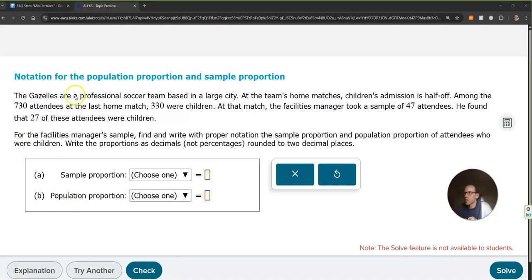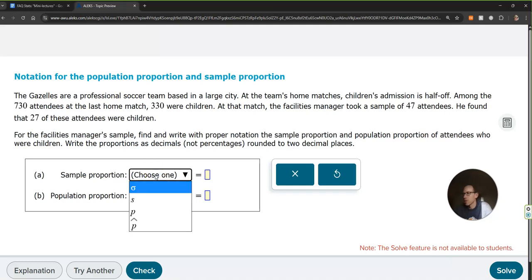So when we read this question, we have this professional soccer team, and we have 730 attendees at the last home match, but we're only taking a sample of 47. So the entire population of interest in this case is these 730 attendees. And then the sample that we're working with is these 47 attendees. So it says find the proper notation.